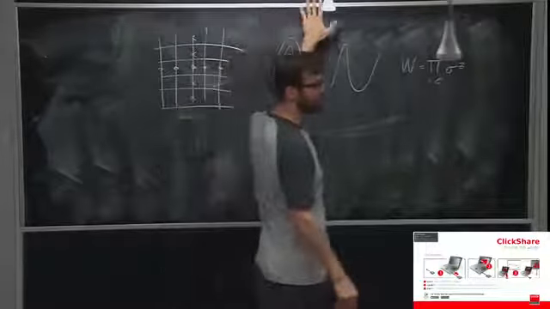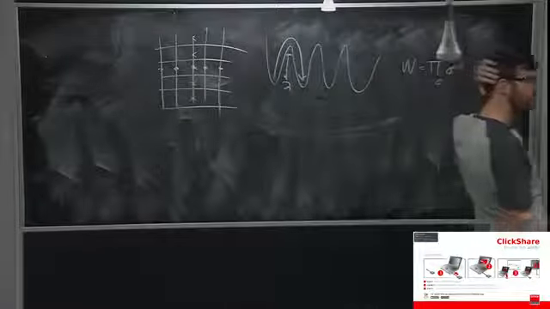Okay, so I'll talk a little bit about maybe anyons, and I wouldn't mind deriving topological entanglement entropy for the toric code. And we'll do that.